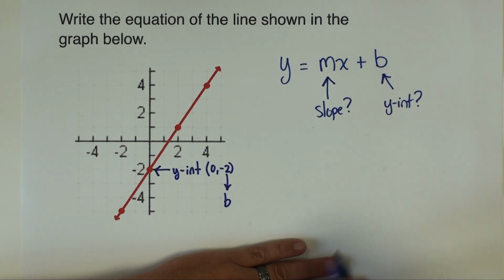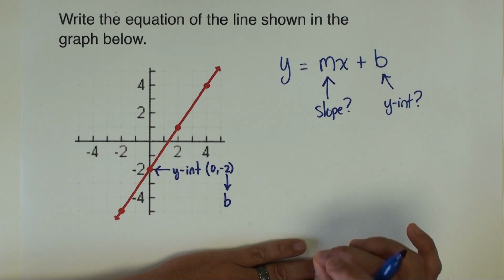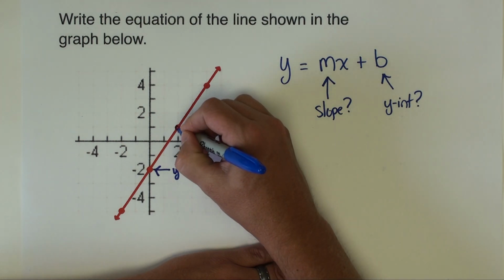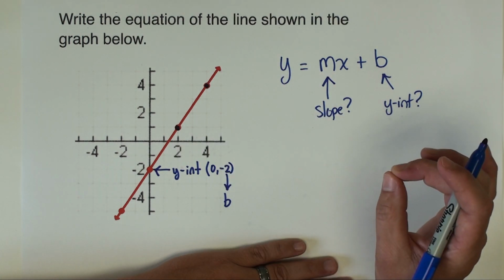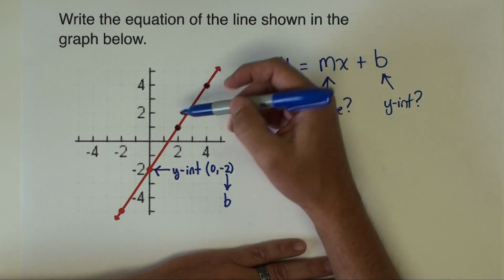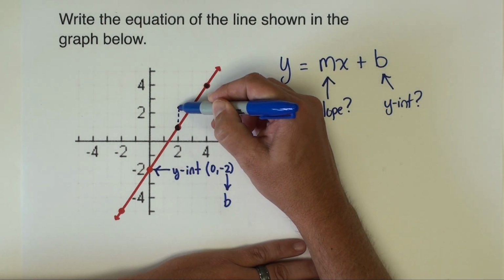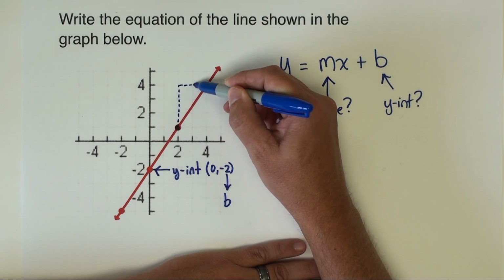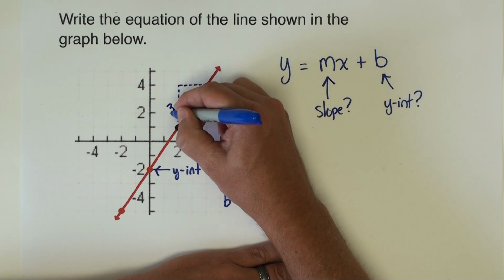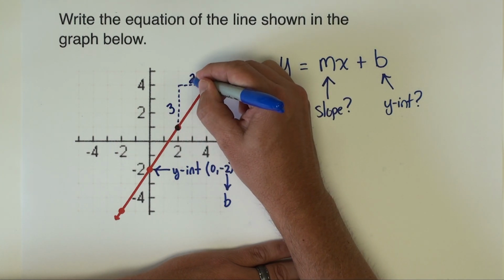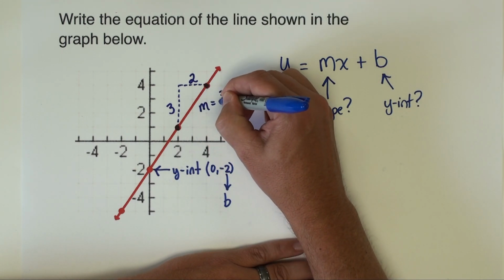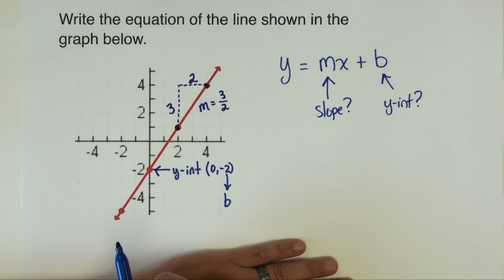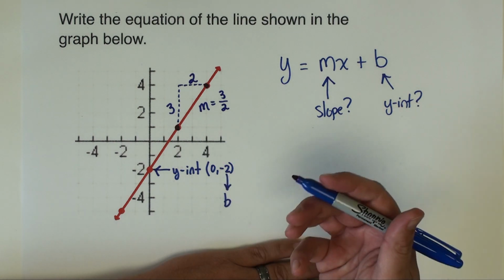Okay. Now slope, I need to pick any points on the graph. It doesn't matter which point. So maybe I'll look at this point and this point. And I can either use the slope formula or I can just count between them. To get from this point over to this one, I went up 3 and to the right 2, which makes the slope of this line 3/2. So I've got the numbers that I need.